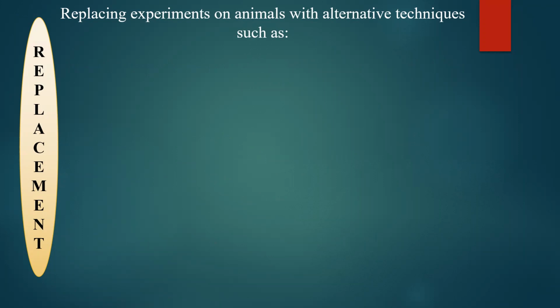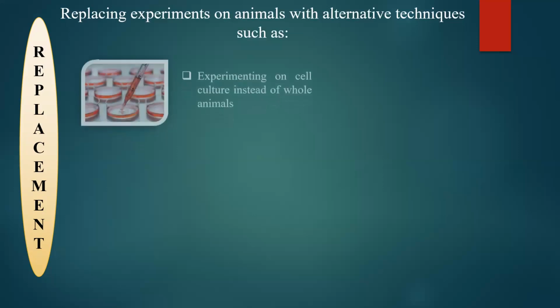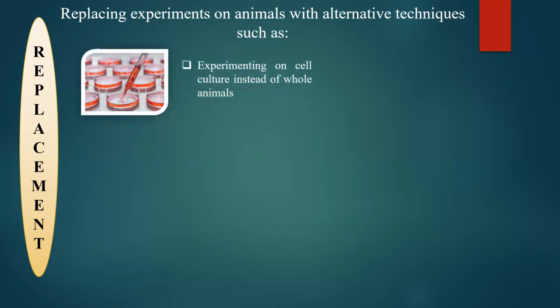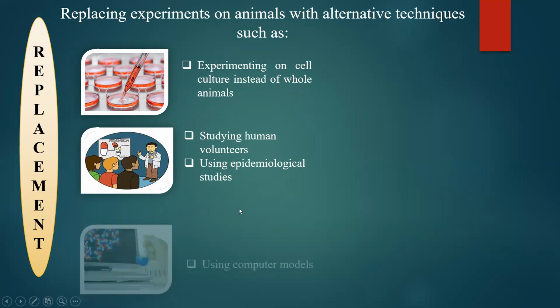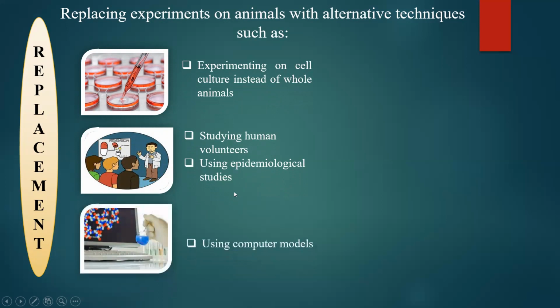A number of alternative techniques have been developed, which include experiments on cell culture instead of whole animals. So whenever possible, instead of using the whole animal, you can work with cell culture techniques. Then studying human volunteers instead of animals, you can go with human volunteers whenever it is possible. Then using some epidemiological studies, you can do the research. Nowadays the most popular are computer models. Develop some computer models which can ultimately replace the use of animal experiments.